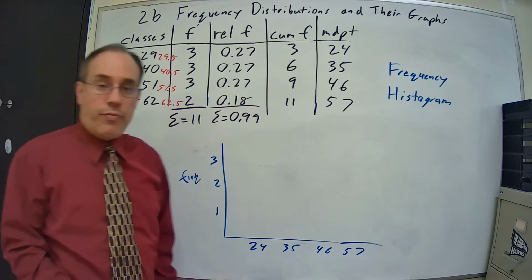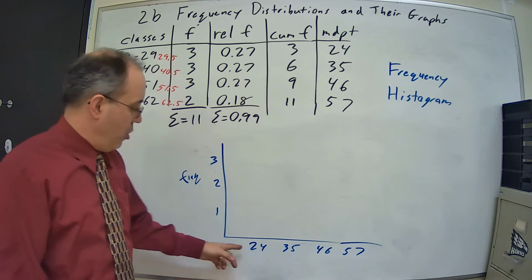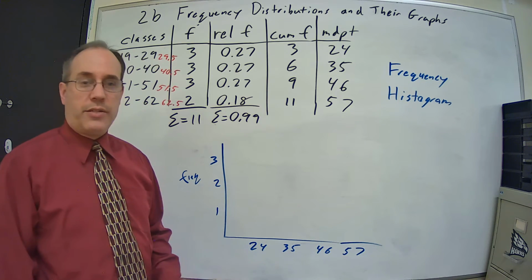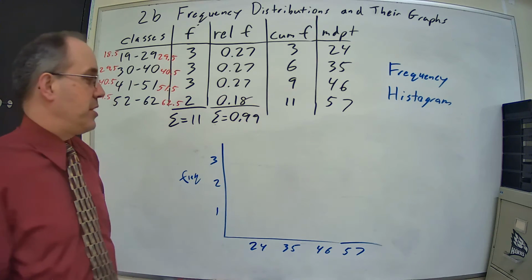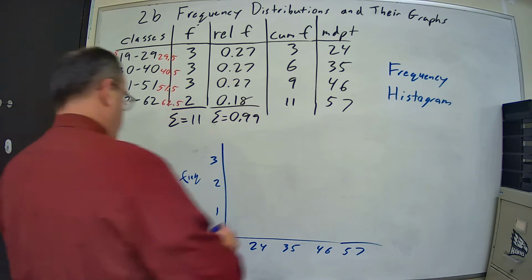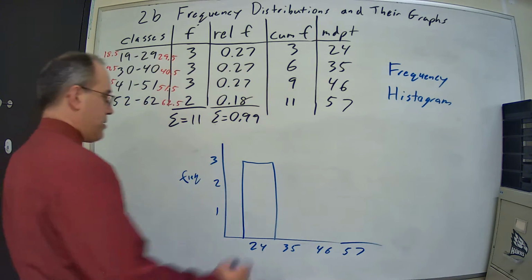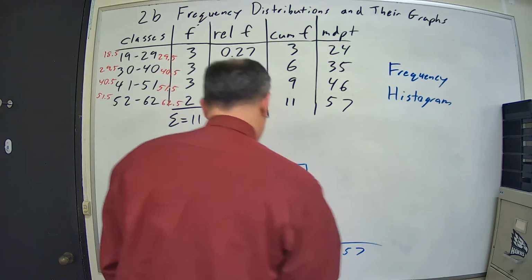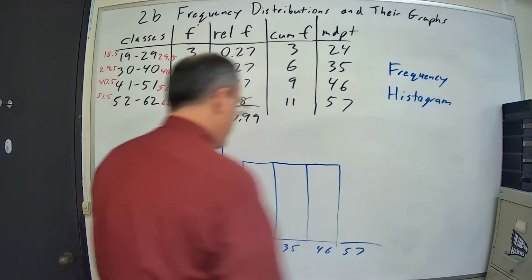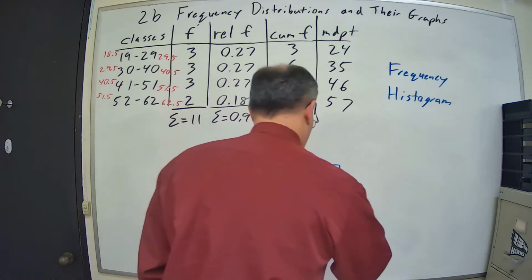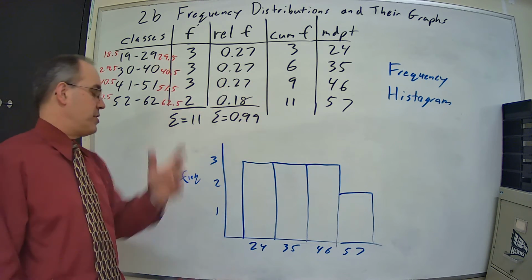So now we are going to center our bars of our histogram over these midpoints, and the bars are going to touch each other just like they did in our other frequency histogram. So I go to the first class and I've got 3, so I'm going to center that nicely over the 24, and then my next class has 3, I'm going to go from there and center it nicely over the 35, next class has 3, center it nicely over 46, and then my final class has 2, so center it nicely over 57, and I now have my frequency histogram.